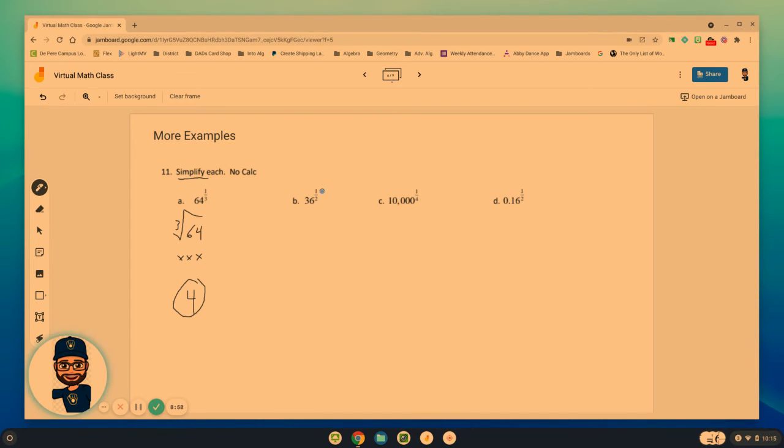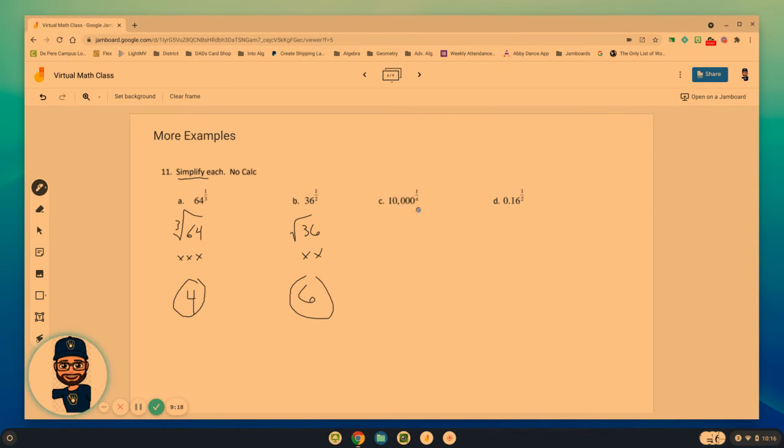36 to the 1/2 power. It's like saying the square root of 36, and hopefully you know the square root of 36, some number times itself, is 6. And again, it's only asking us to simplify, so I'm only looking for that one positive root.